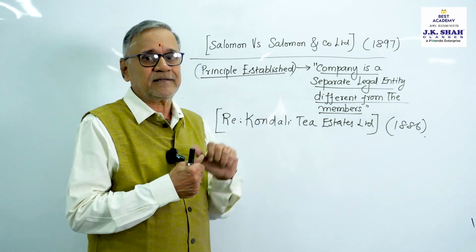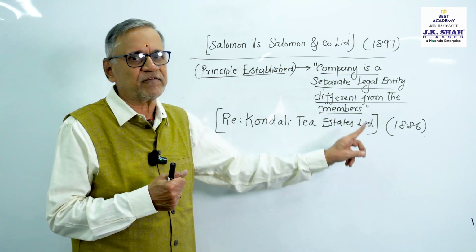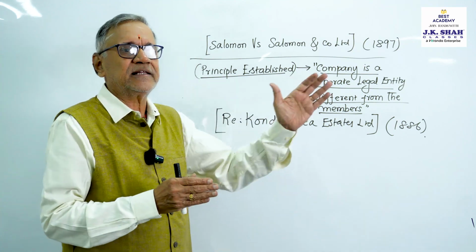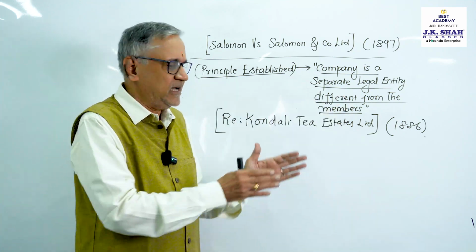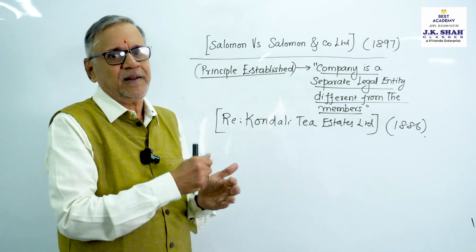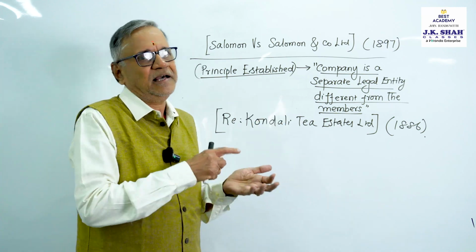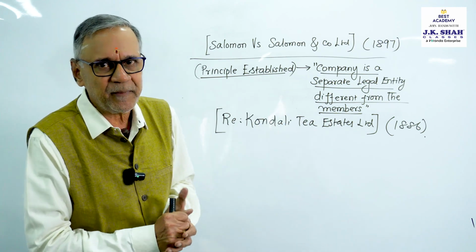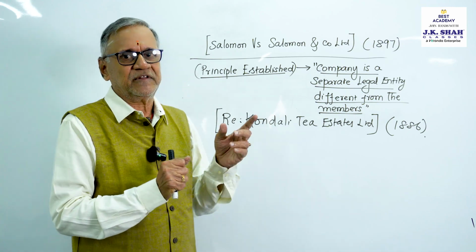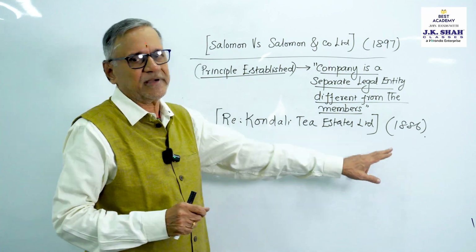Now the judge held that once a company is formed, it is a separate legal entity different from the members, and therefore the company is one entity, the members are different entities. Any transfer from the members to the company constitutes sale, and therefore the company is the buyer, the members are the sellers. When an immovable property is transferred from one person to another, it is incumbent on the part of the seller to pay stamp duty. Therefore, stamp duty has to be paid.